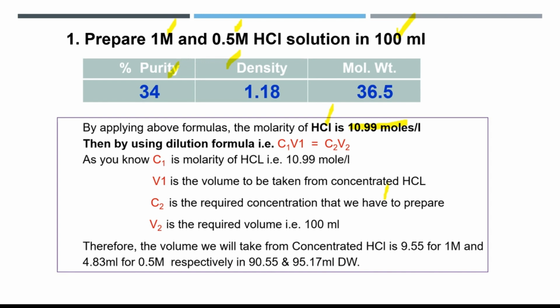Therefore the volume we will take from the concentrated HCl is 9.55 ml for 1 molar and 4.83 ml for the 0.5 molar respectively, in 90.55 and 95.15 ml distilled water. So your total volume should be 100 ml, should not be beyond 100. So first you have to take the volume of acid from the concentrated bottle, then make the total volume up to 100 ml.